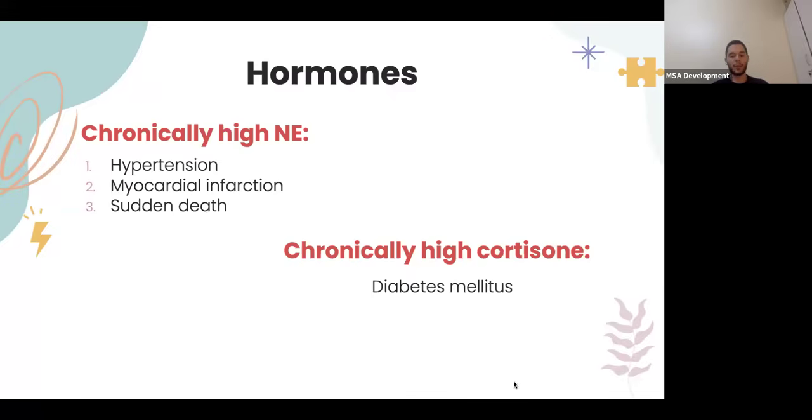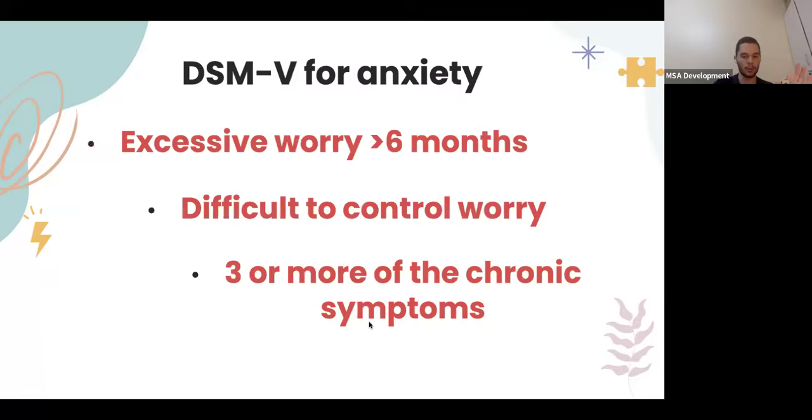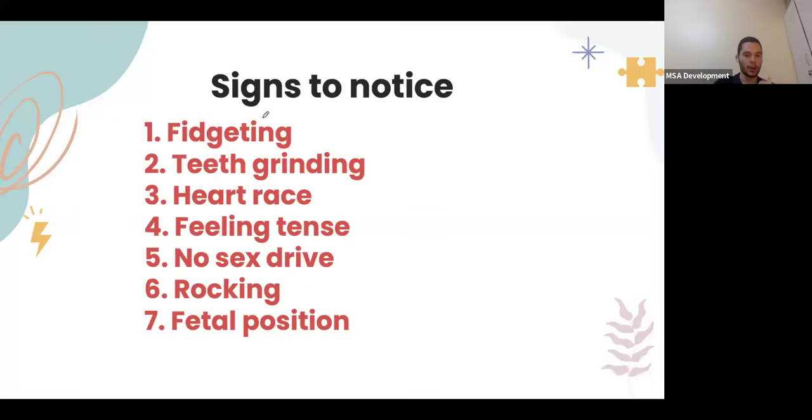Now let's take a look at the DSM-5 criteria for anxiety. We already said it's excessive worry for more than 6 months. Those people would be unable to control their worry. This is the second criterion. And finally, they have 3 or more of the chronic symptoms. Okay. Now, signs to notice about general anxiety disorders are fidgeting, teeth grinding, heart racing, feeling tense, no sex drive, rocking, fetal position. Now, which one of those is not for anxiety?